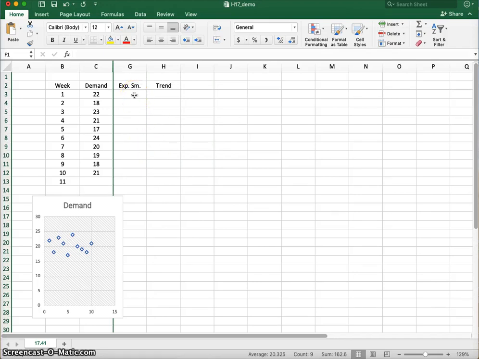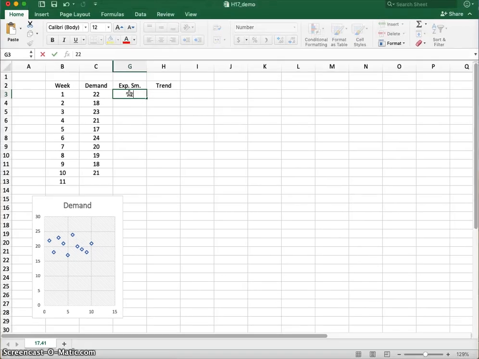So with exponential smoothing, we need to have a previous forecast in order to use this formula. So I'm just going to go up here to week 1, and I'm going to say that our forecast for week 1 was 22. I'm just going to throw that in there. Okay, and what actually happened was 22.